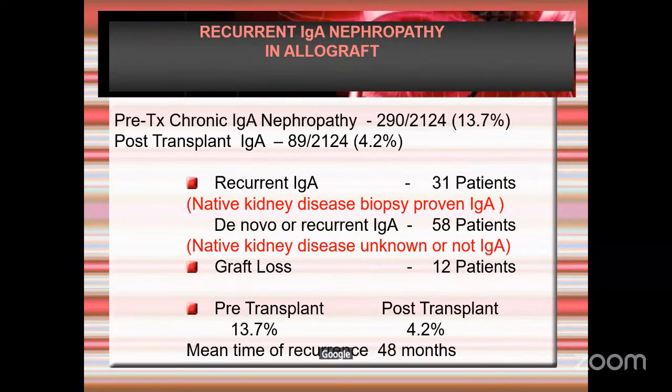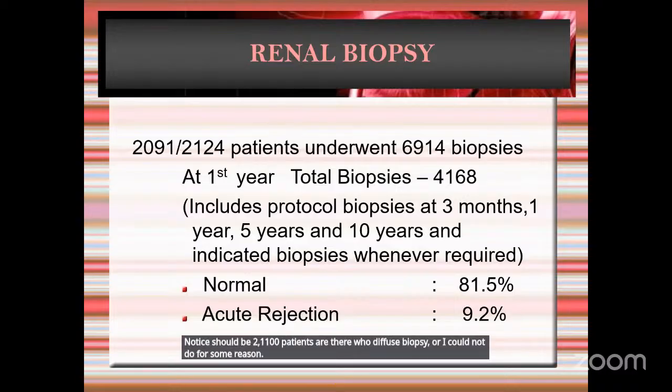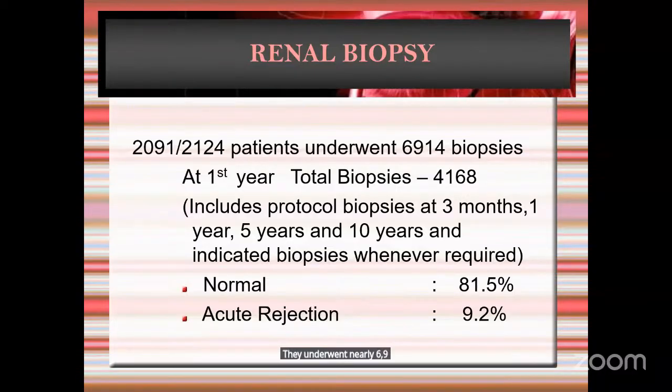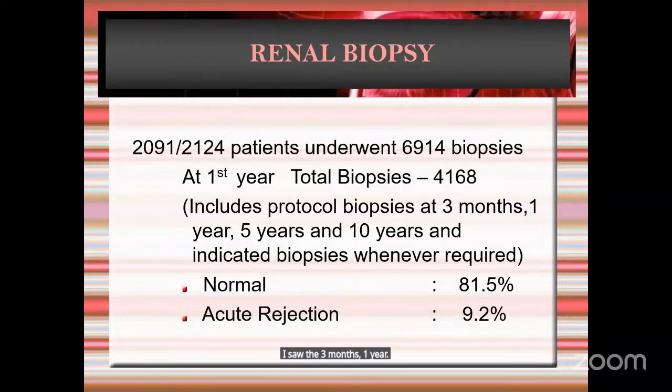2091 patients underwent biopsies, which should be 2,100. About 100 patients are there in whom I could not do biopsies for some reason. They underwent nearly 6,914 biopsies. At 1 year, the number of biopsies is 4,168. This includes protocol biopsies at 1 month, 3 months, 1 year, 5 years, and 10 years, and indicated biopsies whenever required.